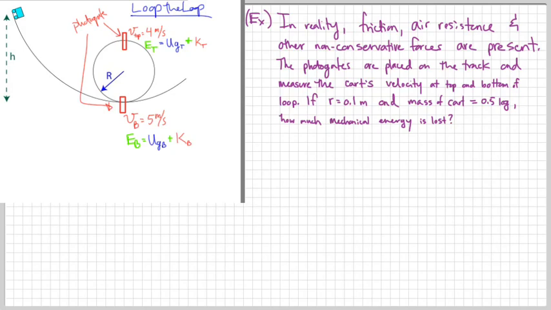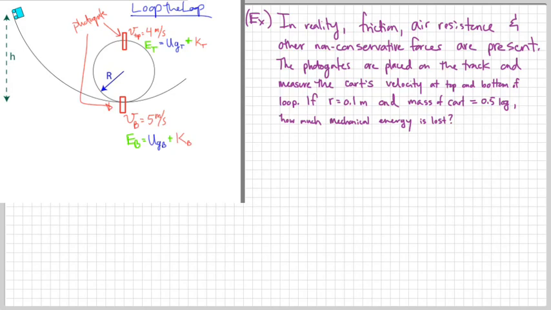The question here is, if we're able to measure the cart's velocity at the top and the bottom of the loop, and say that we know the radius of the loop to be 0.1 meters, and the mass of the cart to be 0.5 kilograms, how much mechanical energy is lost? So we know in reality there's going to be some non-conservative forces such as friction and air resistance that are going to make some of the mechanical energy change into another form, like heat loss due to friction, or pressure waves from sound when you hear the thing clanking through the loop.